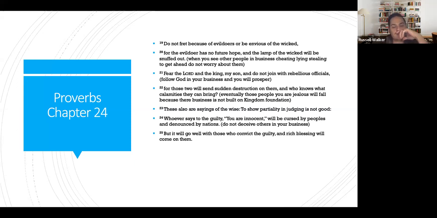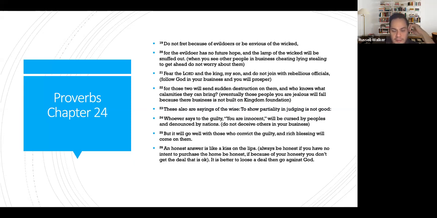But it will go well with those who convict the guilty, and rich blessing will come on them. An honest answer is like a kiss on the lips. So always be honest. If you have no intent to purchase the home, be honest. If because of your honesty you don't get the deal, that is okay. It is better to lose a deal than go against God.